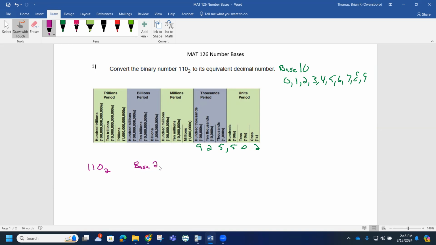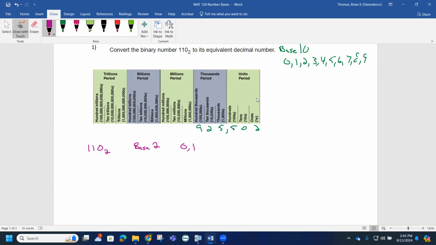Base 2 means there's only 2 digits, 0 and 1. Now, when it comes to place values, notice how the ones place really means 10 to the 0. The tens place is defined as 10 to the power of 1. The hundreds place is actually 10 squared. 10 cubed is the thousands place. 10 to the fourth is the 10,000s place. 10 to the fifth is the 100,000s place.